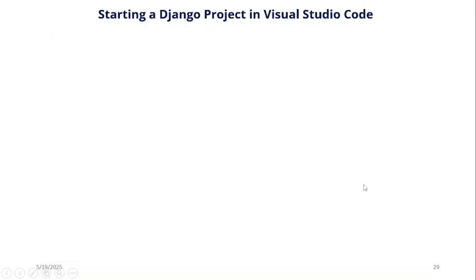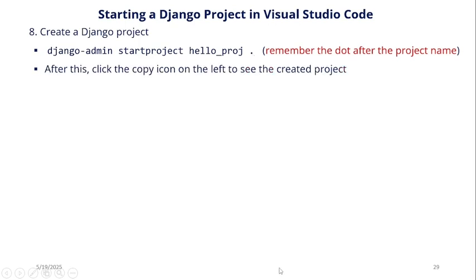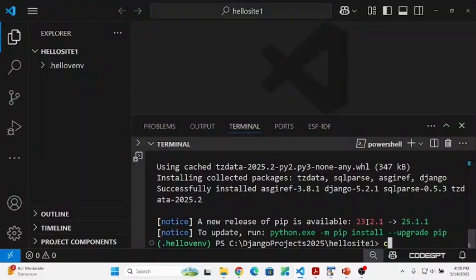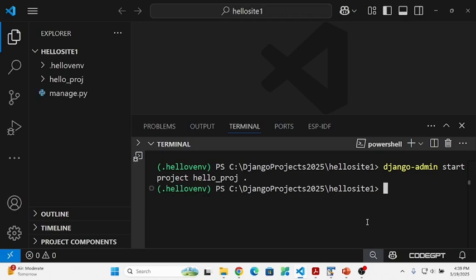So Django has been installed successfully. The next thing we are going to do is create a Django project. The command is django-admin startproject hello_project, whatever project name you want to call it. But remember, when you give it a project name, put a dot after it for a purpose. So let's clear the clutter from here, and I type it. I use this project name just to indicate that this is a project, then press enter. So the project has been created.